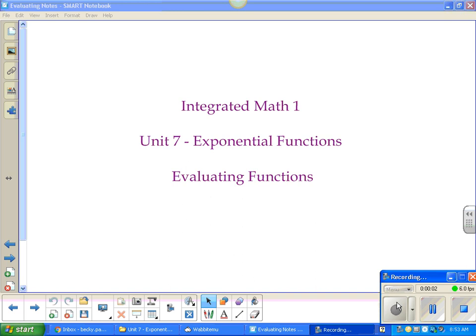Today's lesson is on evaluating exponential functions. So we're going to build the function, and then we're going to actually evaluate it at a certain number.